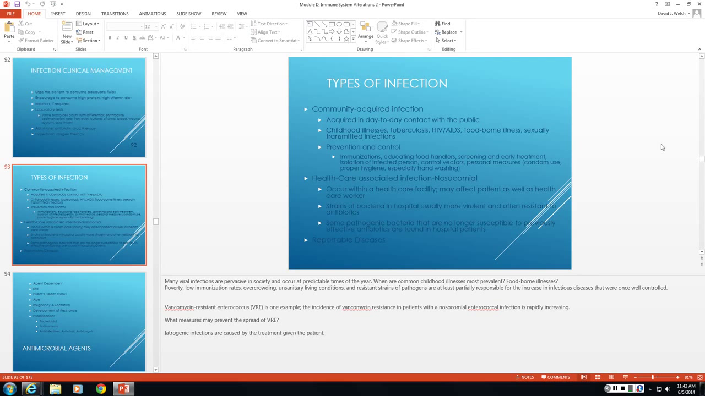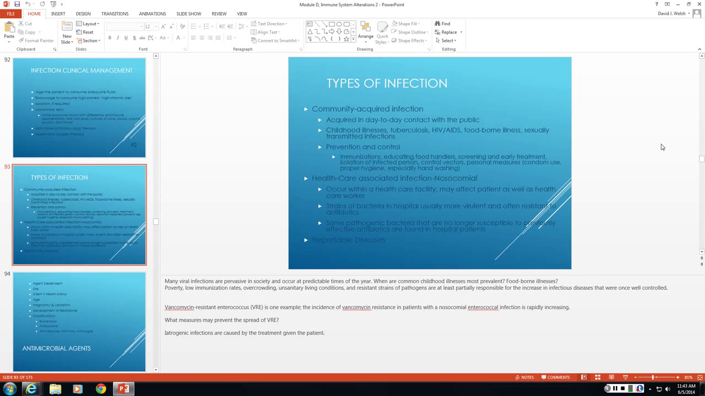We want to make sure that we inhibit those by prevention and control. So we're going to immunize through immunizations. We're also going to educate. So we're going to educate food handlers on how to handle food so that foodborne illnesses are kept down. We're going to screen and do early treatment. We're going to do isolation for those who are infected if they need it. We'll work on controlling vectors and personal measures, so teaching patients to use condoms and proper hygiene, especially hand washing.